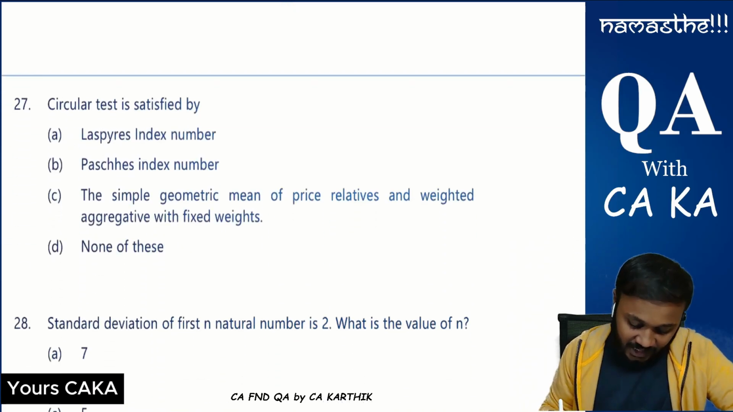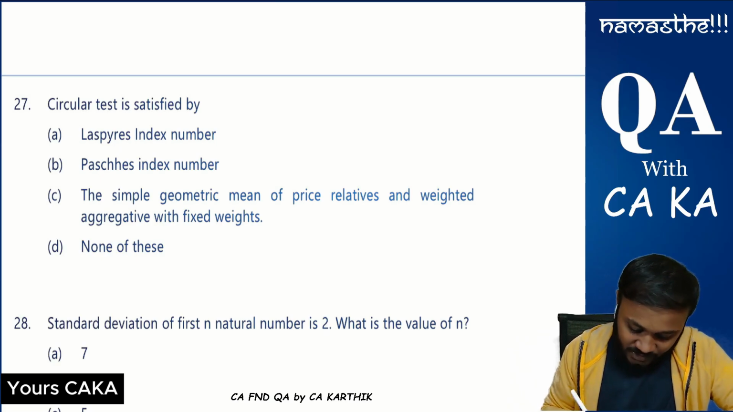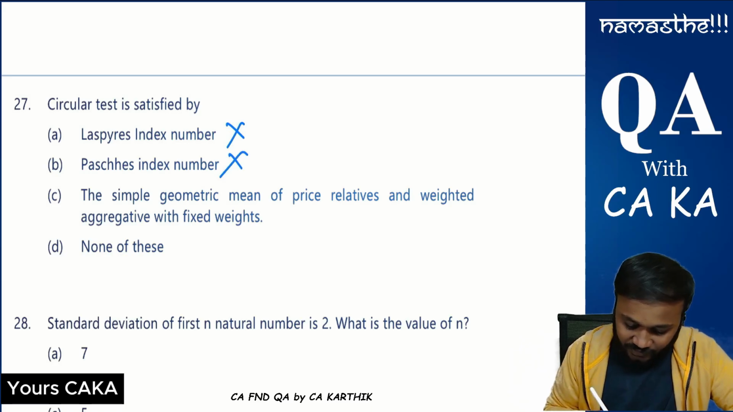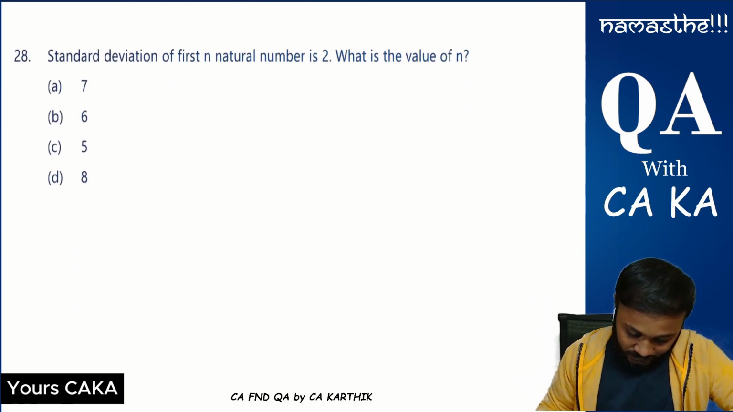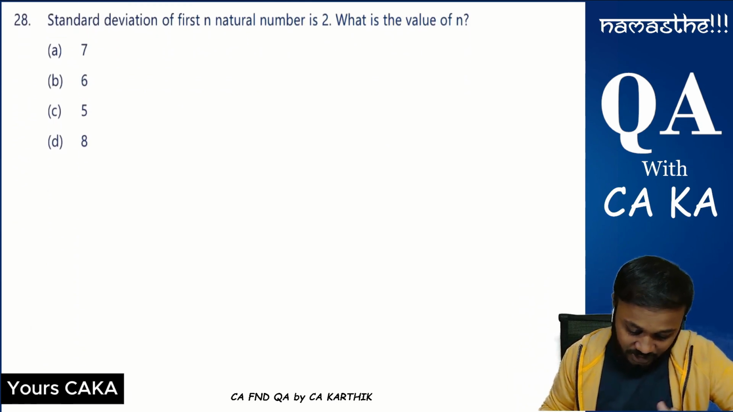Next, the circular test is satisfied by which price index number? The simple geometric mean of price relatives and the weighted aggregate with fixed weights. Yes, this is the right answer. I asked you in the class to remember this one. You might get this question straight away in your examination also.